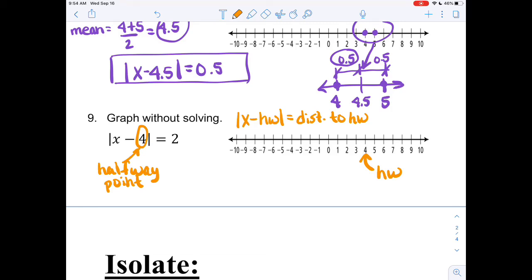All right, so then our other number, our 2, must be equal to the distance to the halfway point. And so if I start at 4 and I go a distance of 1, 2, I can plot a point at 6. And if I go a distance in the other direction of 1, 2, I can plot a dot at 2. Again, this distance right here and this distance right here are both equal to my distance to the halfway point of 2.